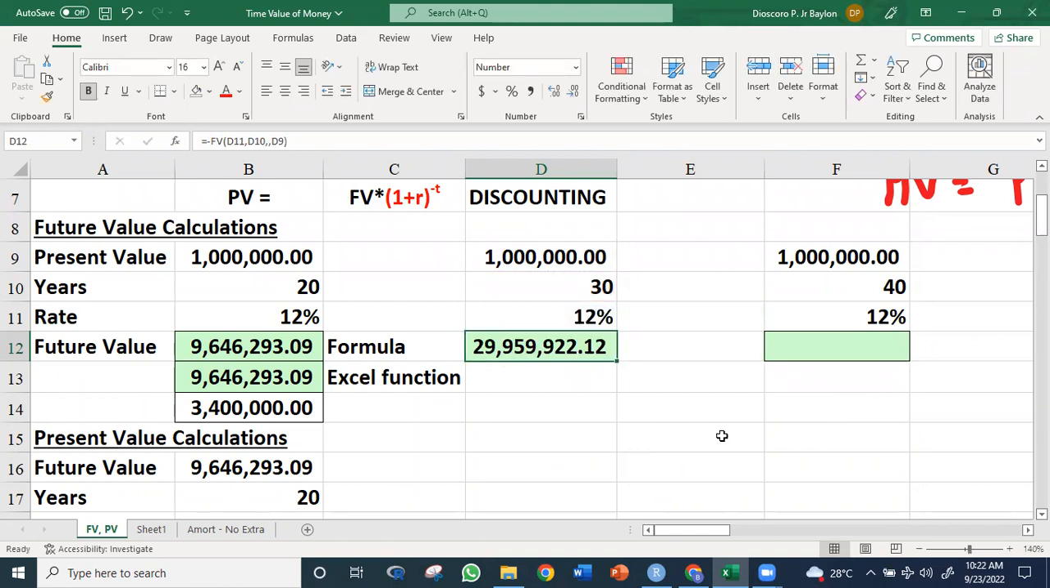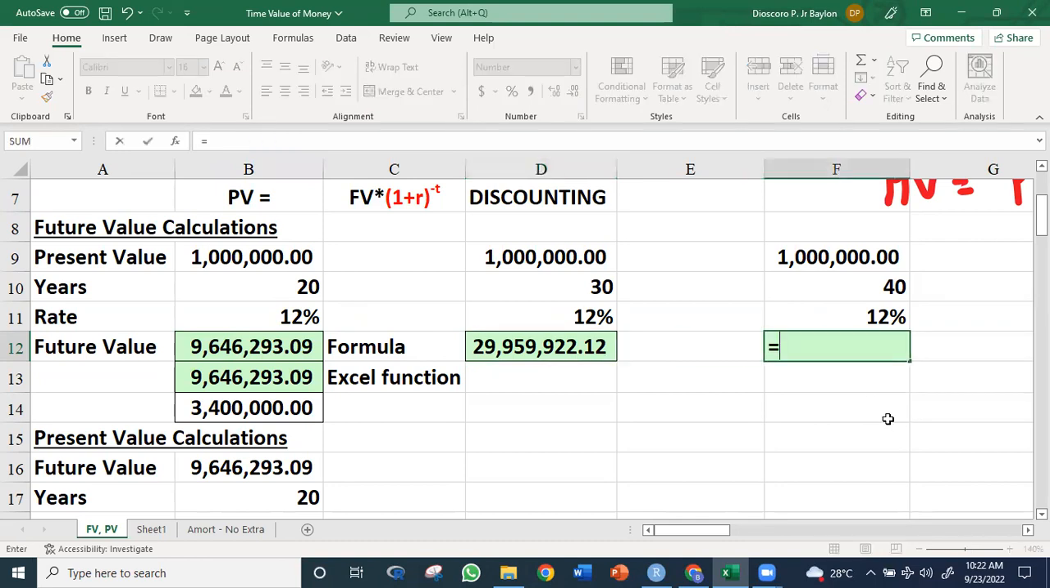Okay, all right, you see the difference, guys? You see the power of compounding. 20 years, 30 years, there's a difference of 10 years. You just add 10 years and already this was almost times 3. How about if it's 40 years? So it's equal to, once again, negative FV. Rate is at 12%, NPER is 40, PMT ignore, PV is 1 million.